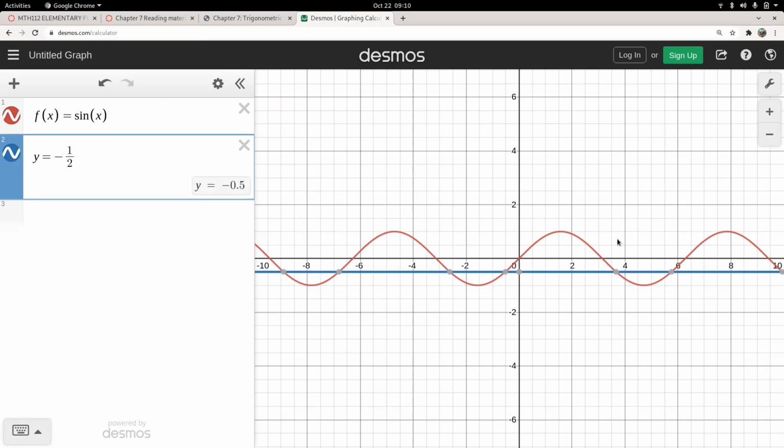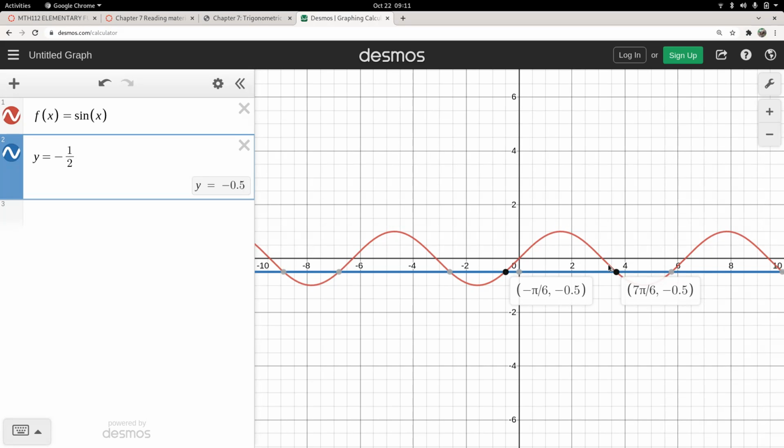So we found our arc sine solutions. The first one we got here was negative pi over 6. And then we used the symmetry of the circle to get this one over here, the 7 pi over 6. So those are the first two related to the arc sine and the symmetry of a circle.